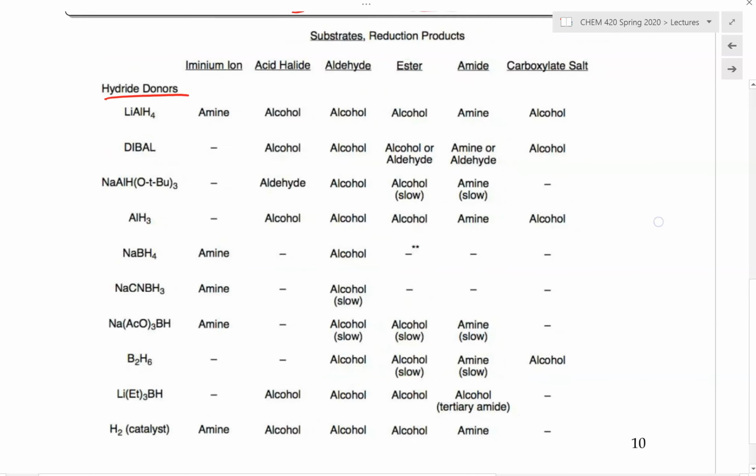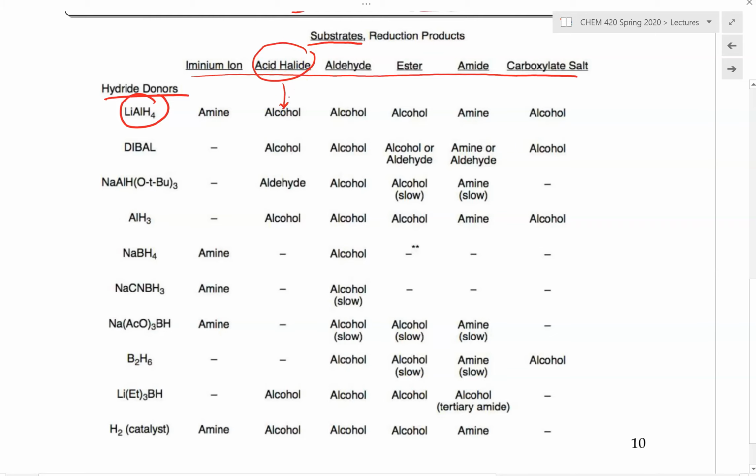And as for what is in here, these are the structures of the substrate and the product when we take these different substrates and react them with the different reducing agents or hydride donors. So for an example, we can see that the first one listed here is LiAlH4, which is one of the reducing agents that we will discuss in more detail in a little bit. But if we were to now take this LiAlH4 and treat it with the acid halide, we'll be able to convert this substrate into the alcohol.